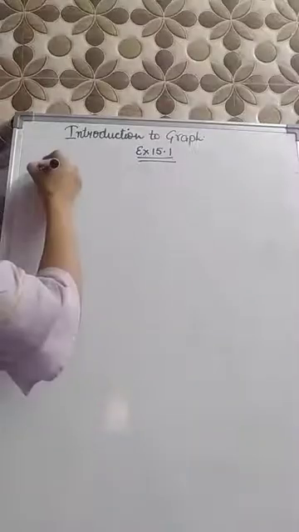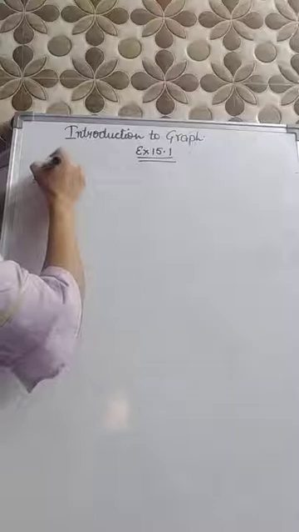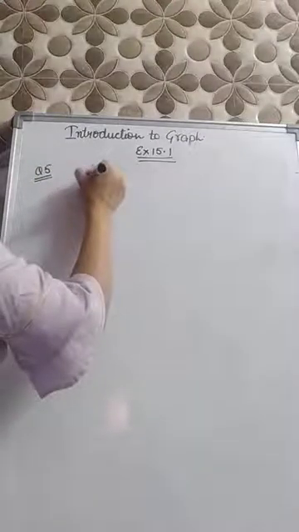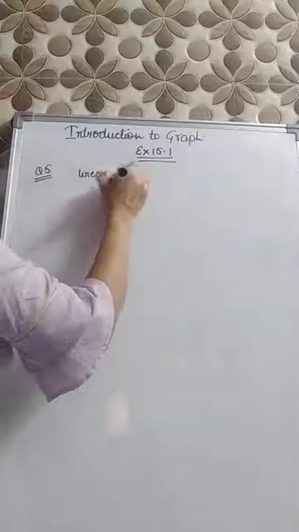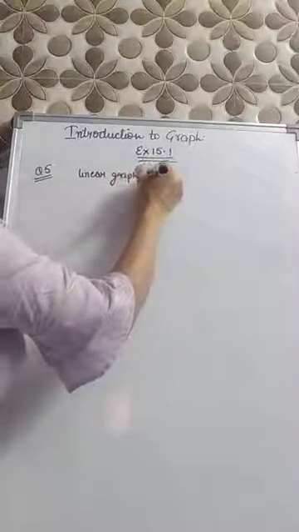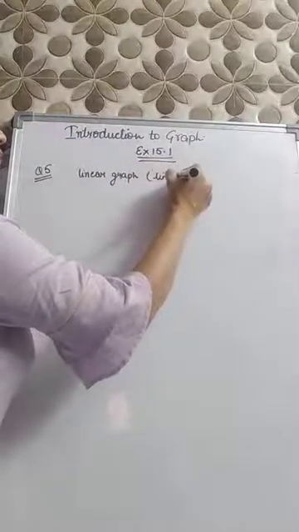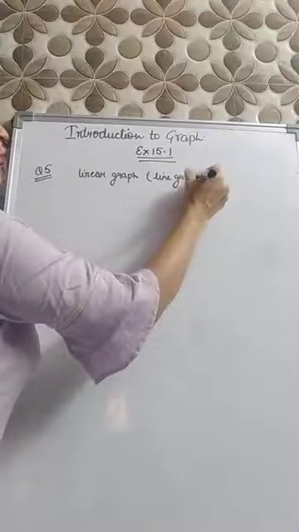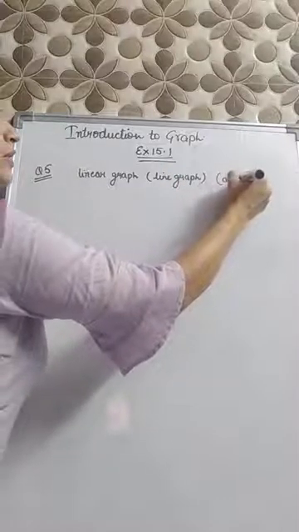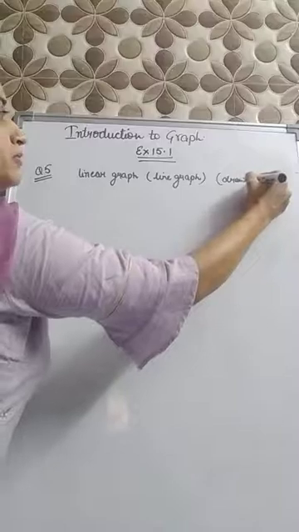That is your question number 5. In question number 5, you have to draw the linear graph, that is also called a line graph. Linear graph is the same as line graph, or if the question says draw a line, that means all are the same.